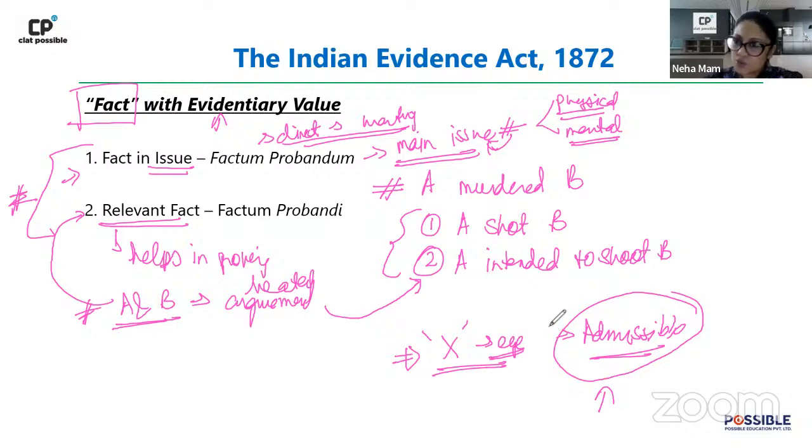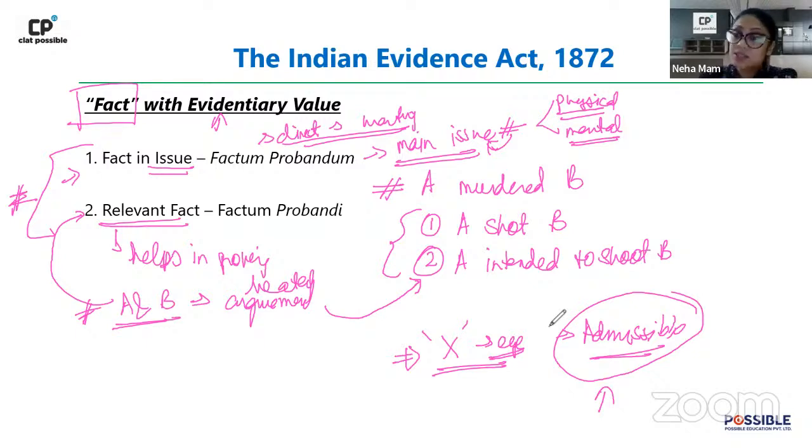Right? Now, you don't have to go into too much of the nitty-gritty of this. Okay, I don't want you to start thinking, oh no, now a question will come on what is a fact in issue and what is a relevant fact. That much is not expected from you in CLAT. In fact, if you look at the Indian Evidence Act, relevant fact has very long definitions. There are about 10-12 sections which are talking about nothing but relevant facts.